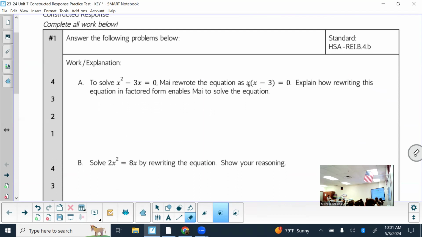Yeah. Like reduce, x and 3, is that what you mean?